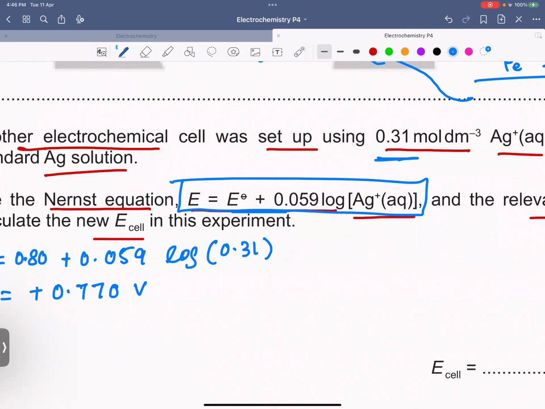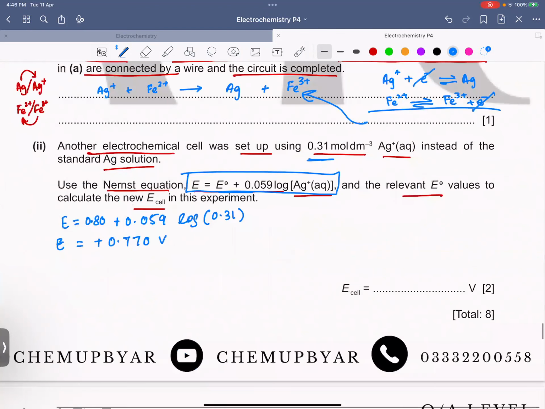But now you should look at these in your notes. You have to memorize this expression as well. So we got the 0.770 volt. Okay.